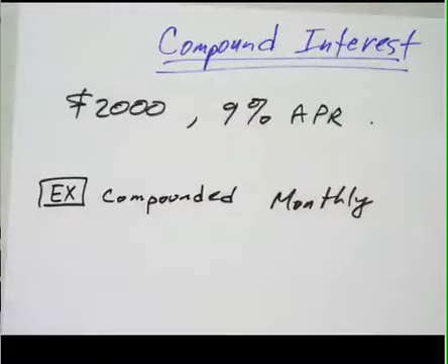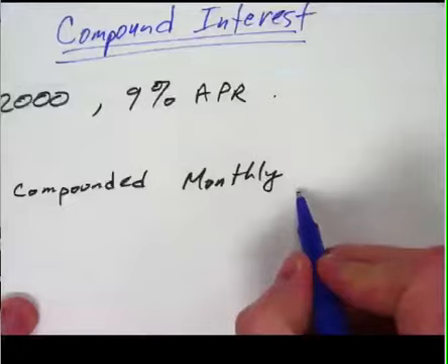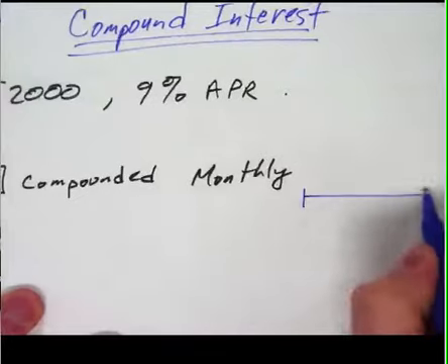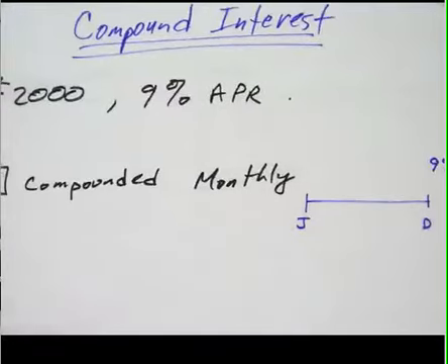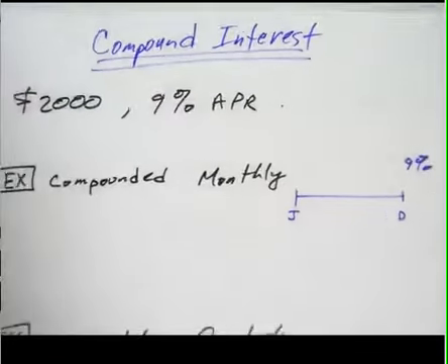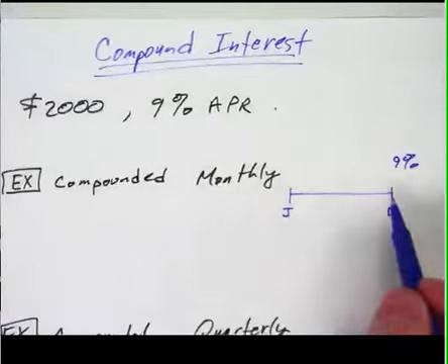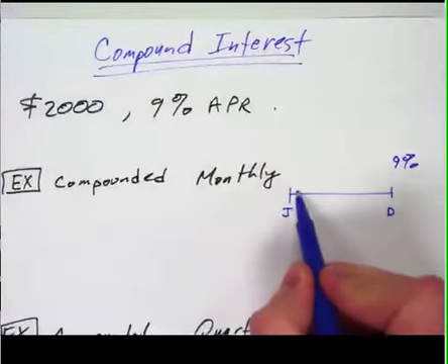Now you have two choices. If you're a visual person, you may want to think about that as being compounded monthly. So here is January, here is December. Over the course of that year, you're going to get 9% return on your money. So what that means then is you're going to get it each month. So at the end of every month, 1, 2, 3.